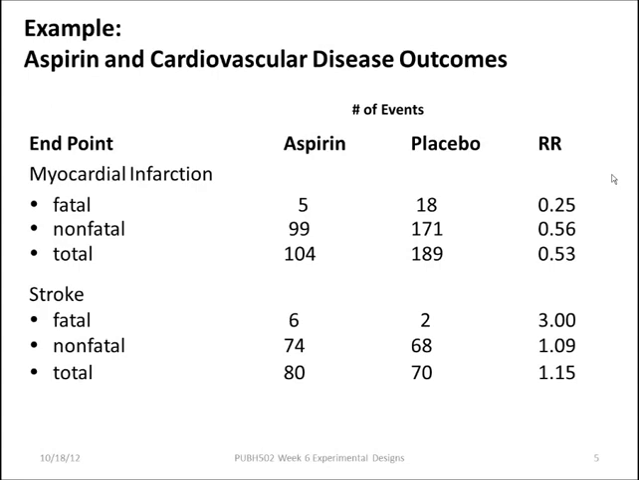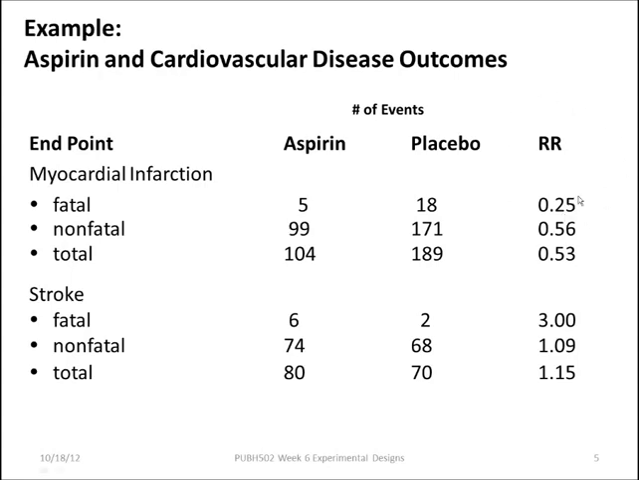Here's one example of looking at aspirin versus placebo and looking at two different sets of endpoints. One is myocardial infarction, otherwise known as heart attack, and one is stroke. And what's nice about this analysis is they've actually stratified their endpoints into fatal and non-fatal MIs and fatal and non-fatal strokes. And the risk ratio over here is telling you how much better or worse aspirin has done versus the placebo. So it turns out aspirin has a very good risk ratio in terms of reducing fatal myocardial infarctions.